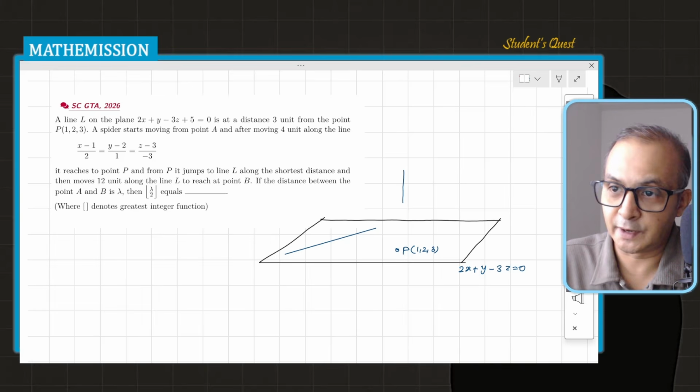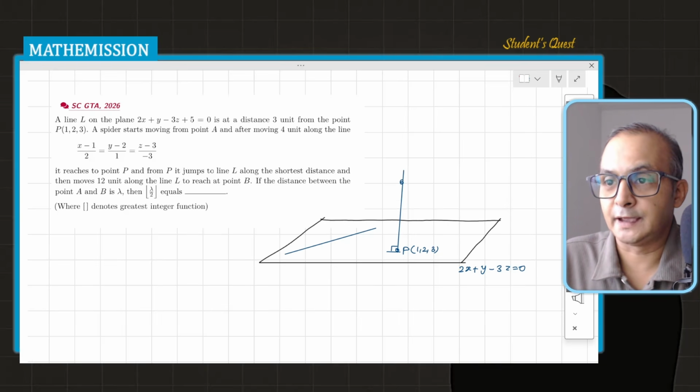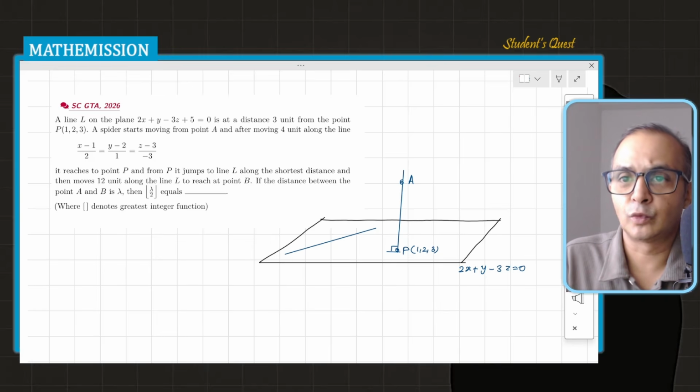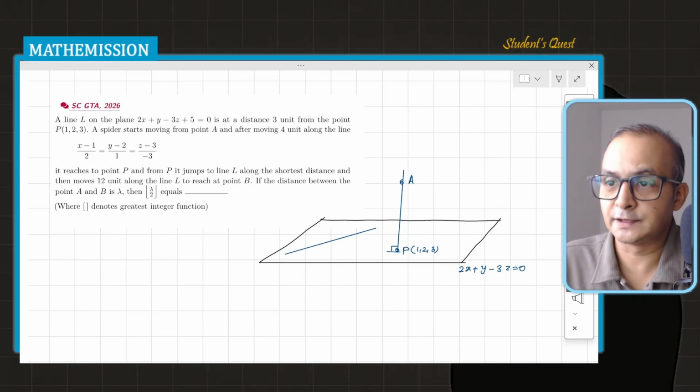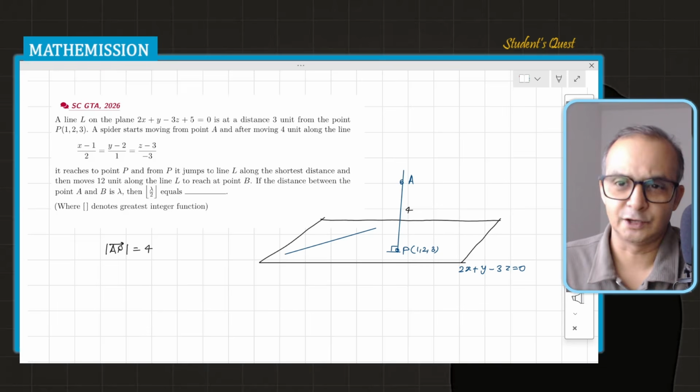So let me draw the perpendicular. This is the perpendicular line I drew, and this is the point A from where the spider is starting its movement. This point A, I don't know what the coordinate is. Now it moved, clearly saying it moved how many units? 4 units. So if I measure this distance, it becomes 4, that means the AP vector magnitude I got is 4 units.